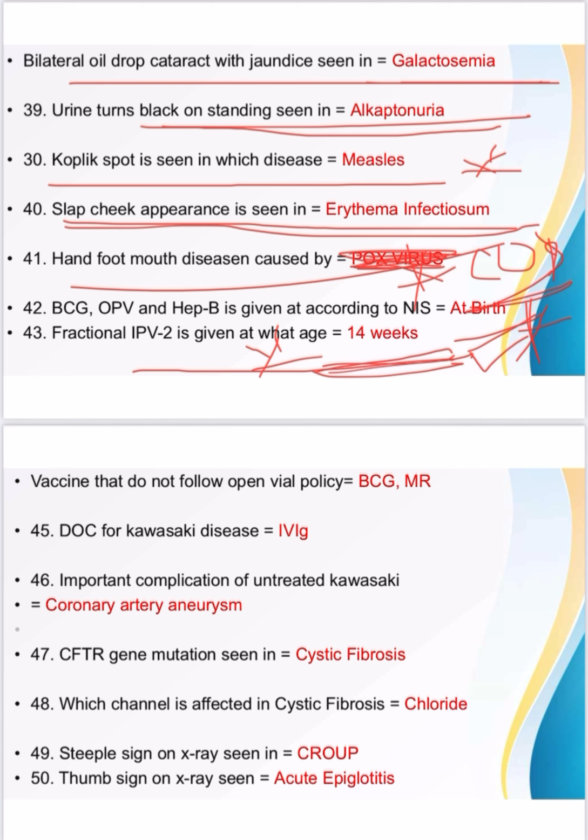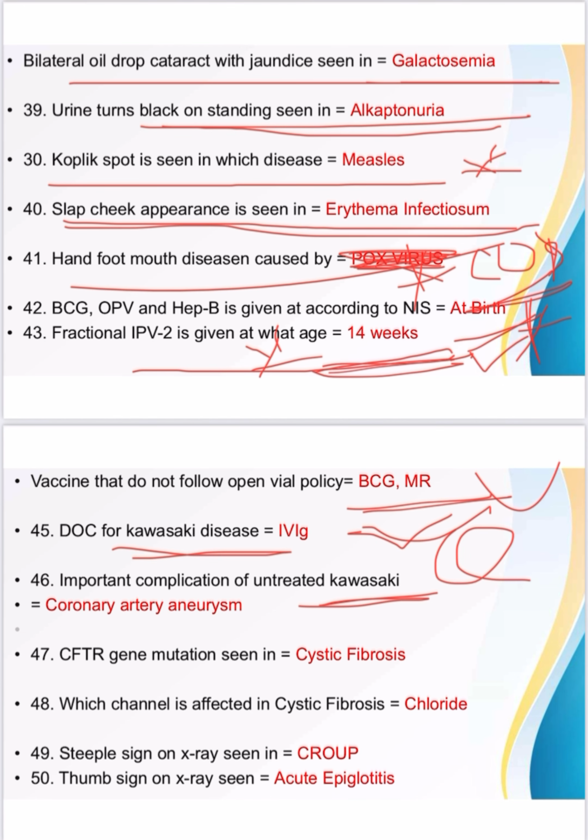Then vaccines that do not follow open vial policy are BCG and MR. I also covered open vial policy in the vaccine video. Then the drug of choice for Kawasaki disease is IVIG. It is important, IVIG. An important complication of untreated Kawasaki disease is coronary artery aneurysm. DOC is IVIG and the complication is coronary artery aneurysm.